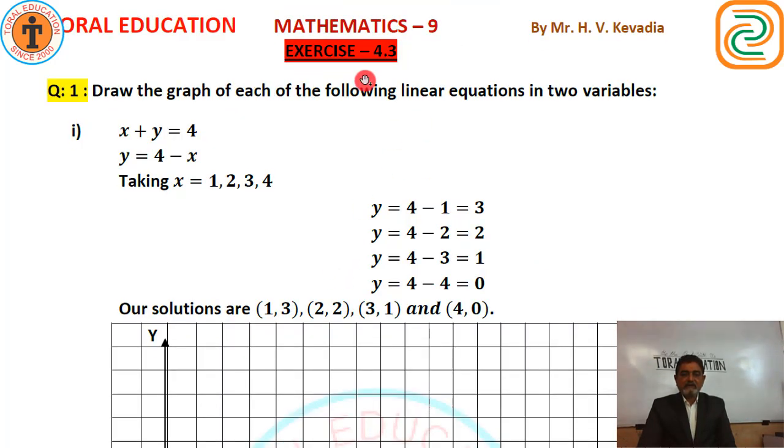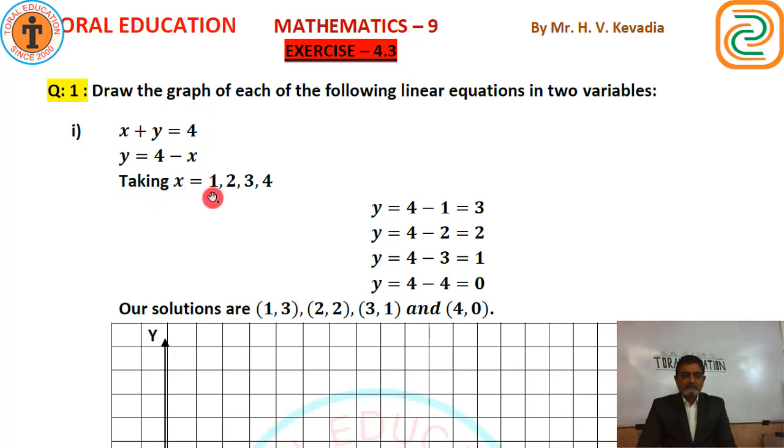Now exercise number 4.3. Draw the graph of each of the following linear equations in two variables. We have to draw the graph of x plus y equals 4. Then we have to convert this equation into y form or x form, whatever. Here we have converted it into y form. So what is y form? y equals 4 minus x. That means x will go to the right side and it will be negative.